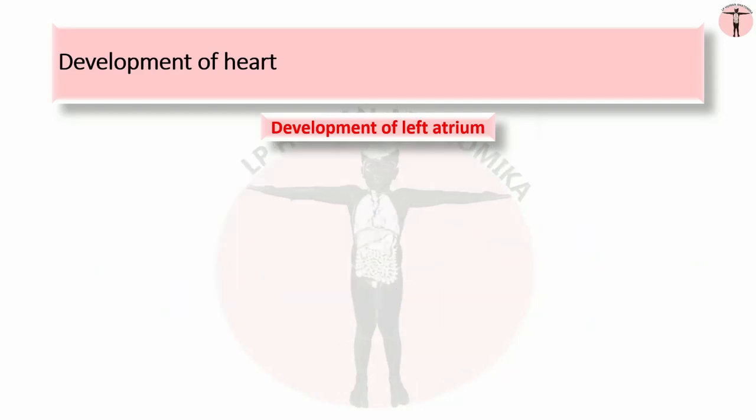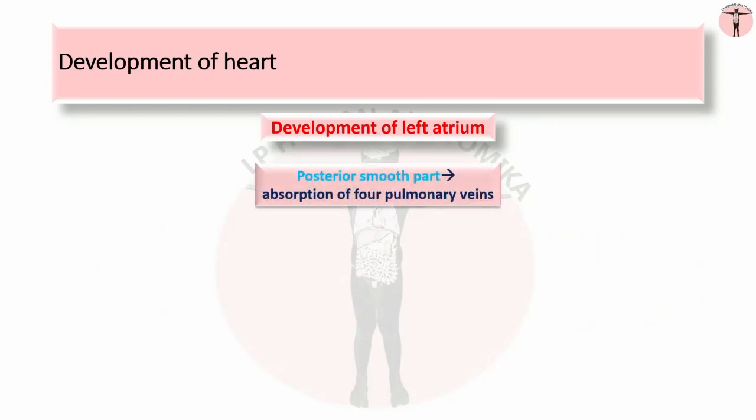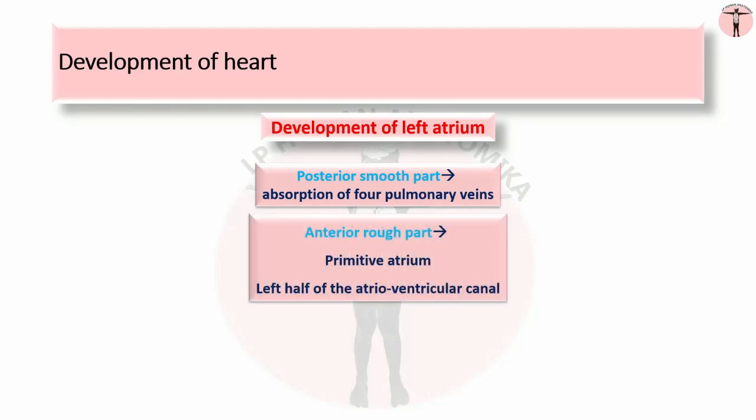Finally, the left atrium develops from the following sources. Posterior smooth part from the incorporation of four pulmonary veins. Anterior rough part develops from the primitive atrium and left half of the atrioventricular canal.